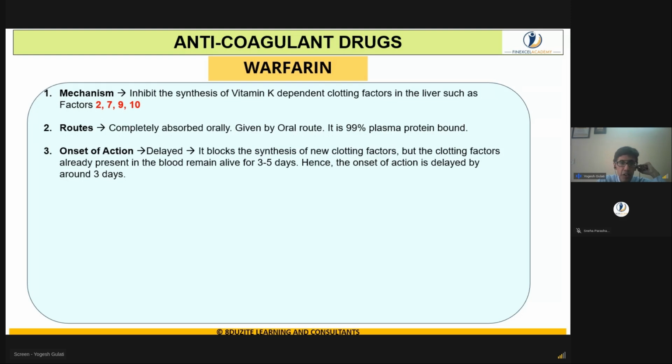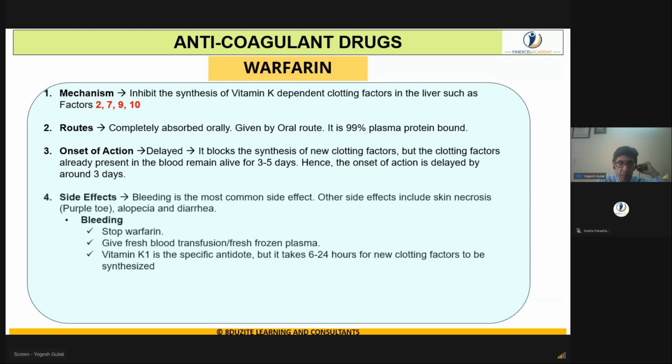But here the onset of action is delayed. It is but obvious because it will take time to block the synthesis of new clotting factors. The clotting factors which are already in circulation, they'll keep on acting for 3 to 5 days till they have their life. So by the time they die down their own life, and by the time the new ones are blocked, it takes 3 to 5 days. Hence the onset of action is delayed. For heparin, it is immediate.